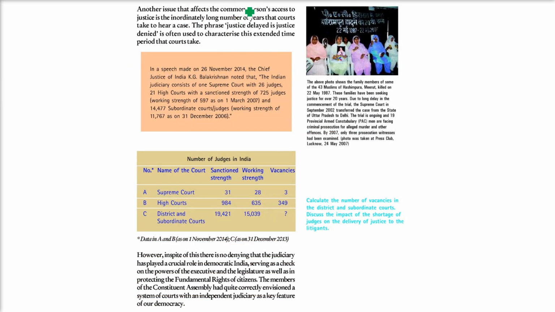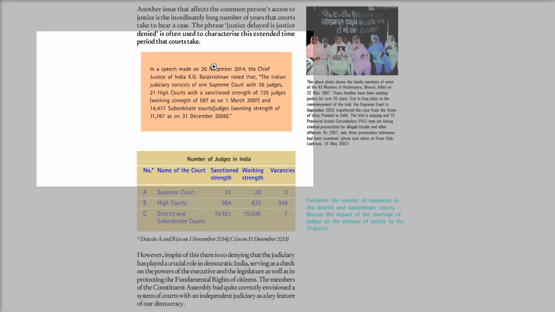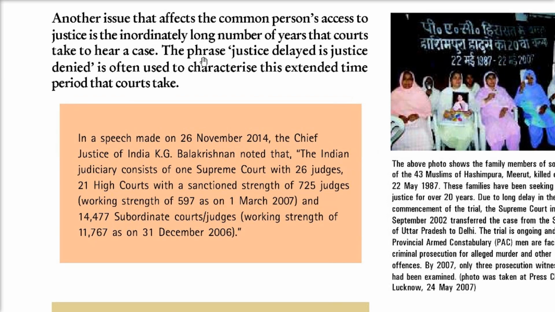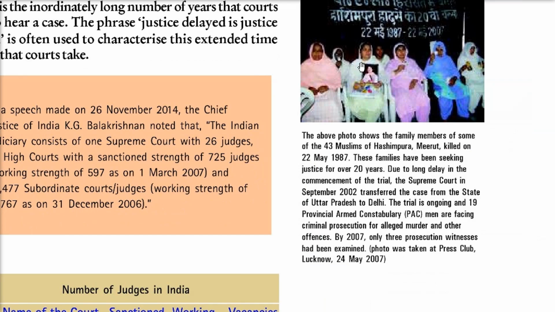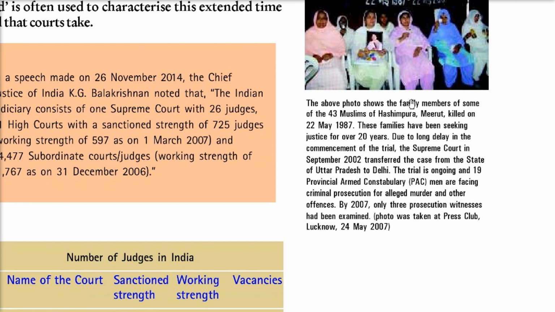So this issue, as we just saw, the phrase is very important: justice delayed is justice denied. That is, even when we have a justice system, it is also important to bring justice in time. These are the family members showing the pictures of 43 Muslims of Hashimpura, Meerut, killed on 22 May 1987. The families have been seeking justice for over 20 years and nothing has happened.